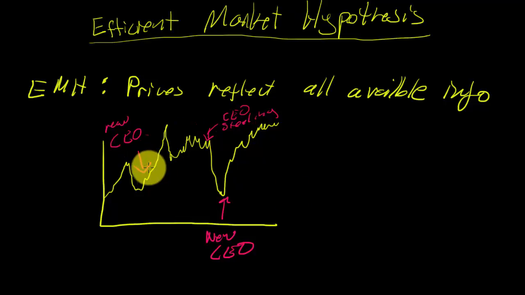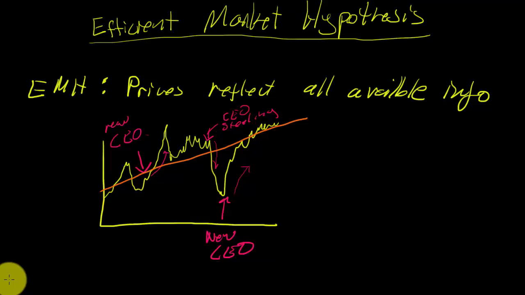And so here, when we first have a new CEO, we have an up cycle in the price. We find out that the CEO is stealing, we have a down cycle in the price. We finally hire a new CEO, we have an up cycle in the price. And the entire time, we have this average kind of curve that moves in the overall prices. In the meantime, however, the prices reflect all the available information.